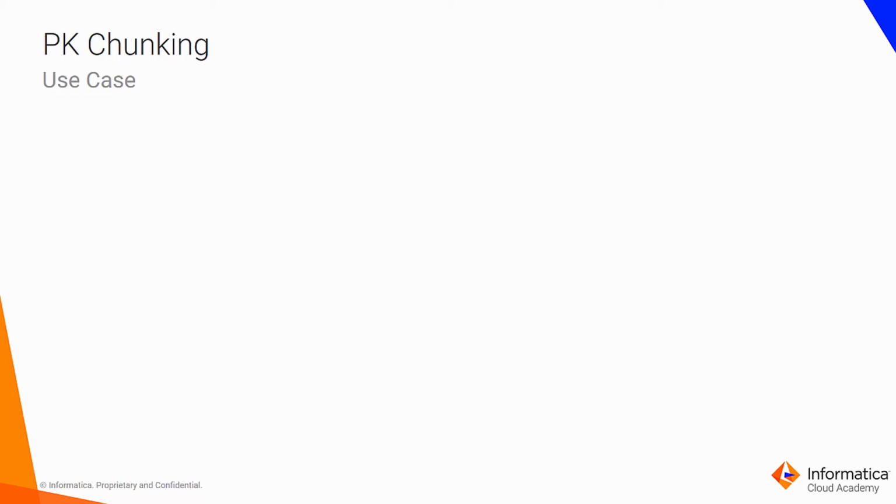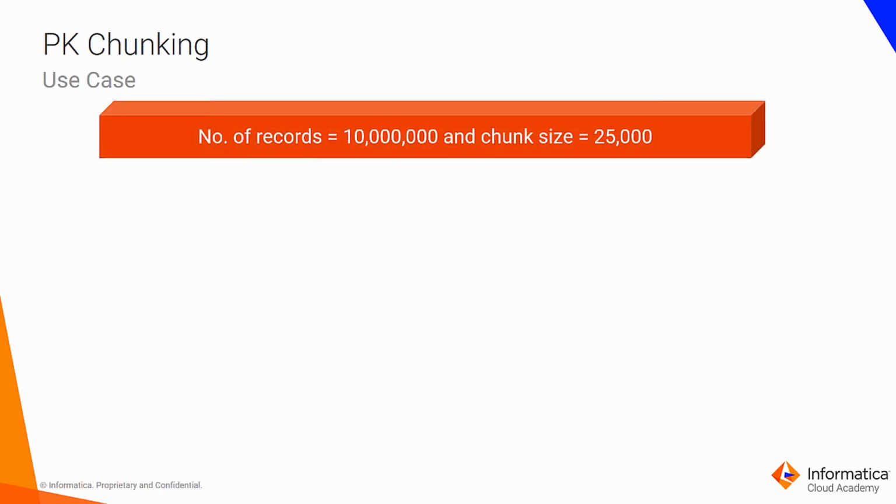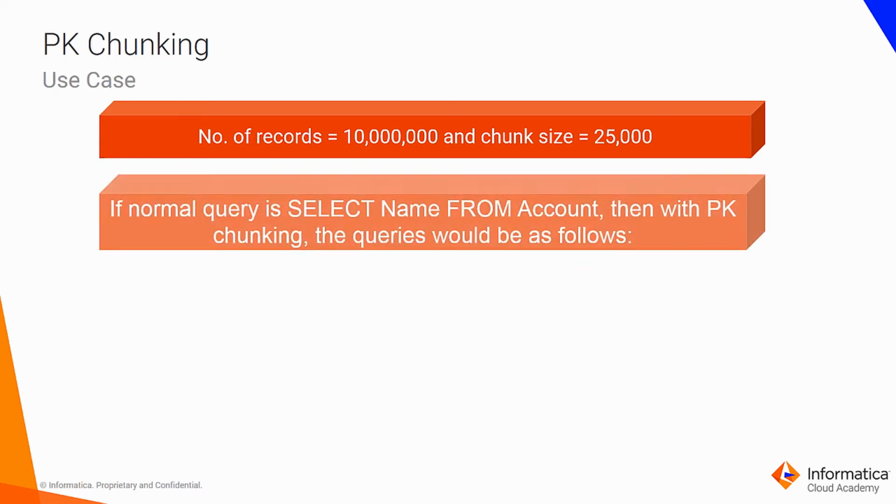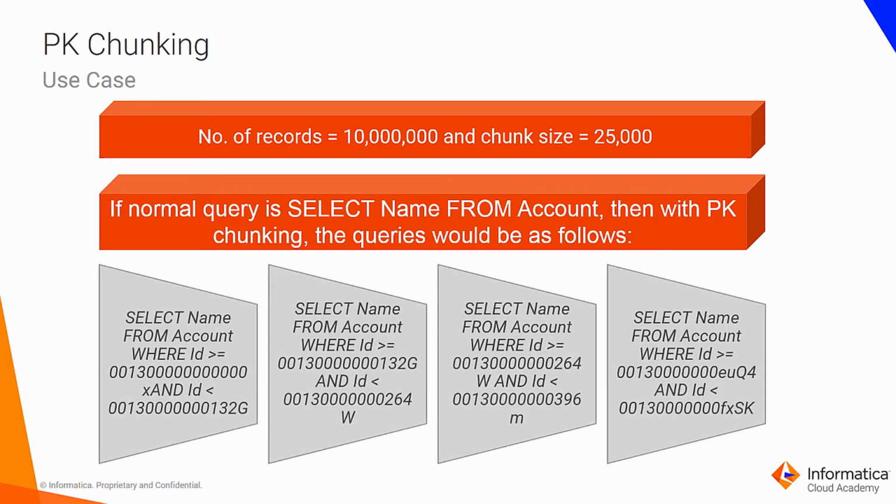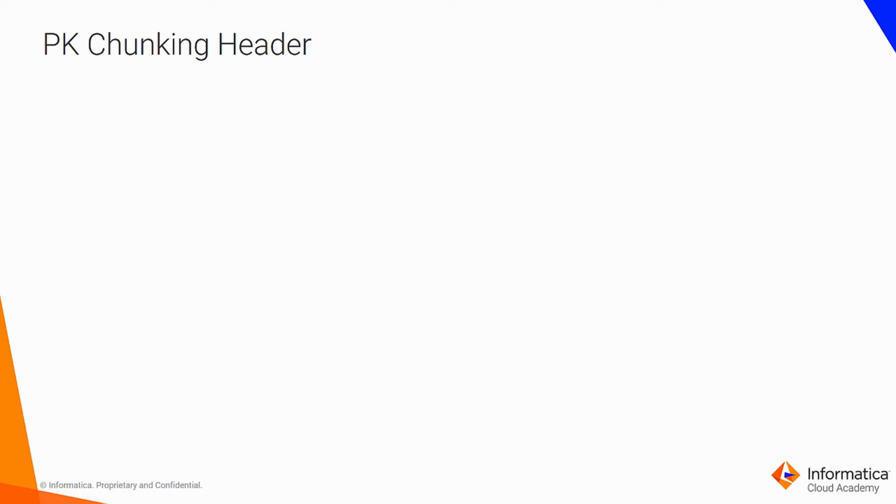As a solution to the business issue discussed in the previous slide, let us now understand how PK chunking helps to fetch data in batches. If there are 10 million records in Salesforce and PK chunking is enabled with a chunk size of 25,000, then the bulk queries sent to Salesforce would have a where clause based on the primary key of the table. Each query will then fetch a maximum of 25,000 records. If the normal query is select name from account, then with PK chunking, the queries would be as shown on your screen. Let us now discuss PK chunking headers.